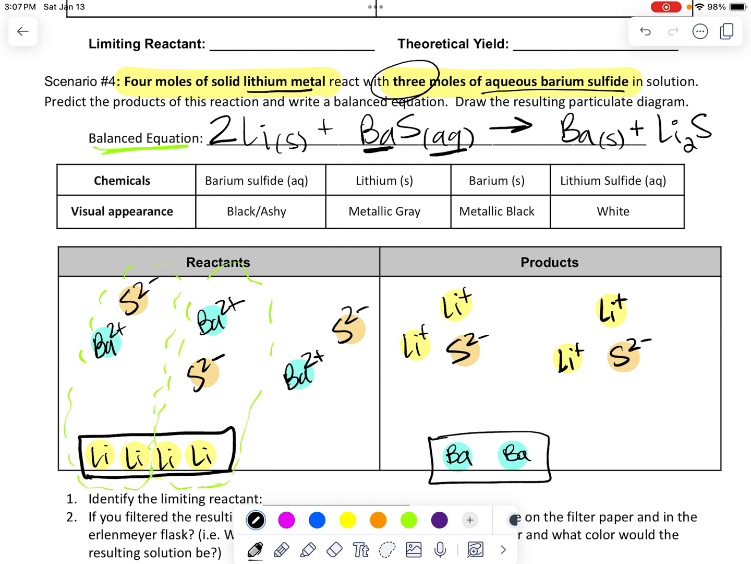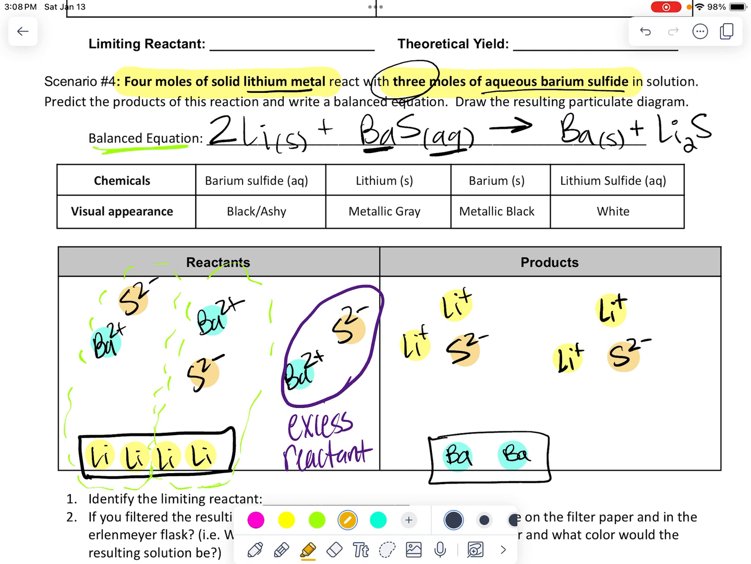Okay, and then my very final step is to draw in my excess reactant on the product side, because it is still present when the reaction is done. So I need to copy that over on the right in exactly the form that it is. Since it is aqueous on the left, it will also be aqueous on the right. So I have a barium 2+ and S2-. Again, this is excess reactant.